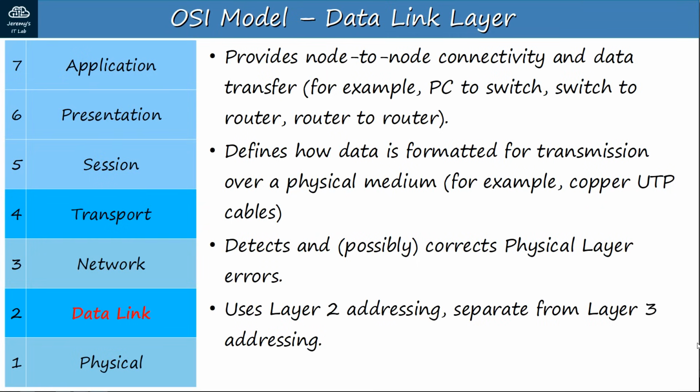Like layer 3, layer 2 also uses an addressing system. However, it is separate and different from layer 3 addressing. Finally, switches operate at layer 2. Switches look at the destination layer 2 address to determine where to send the data.